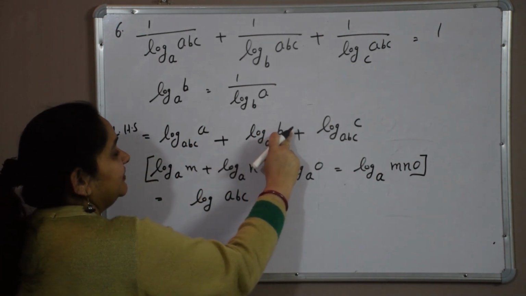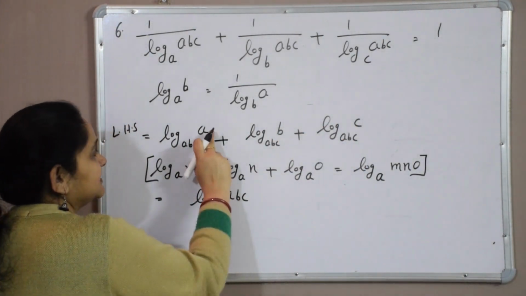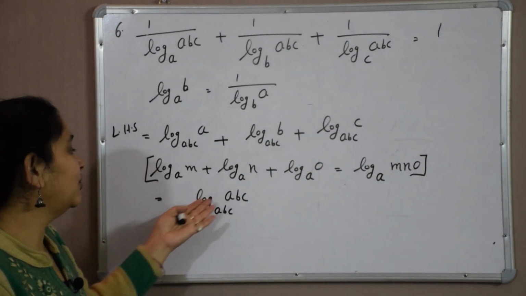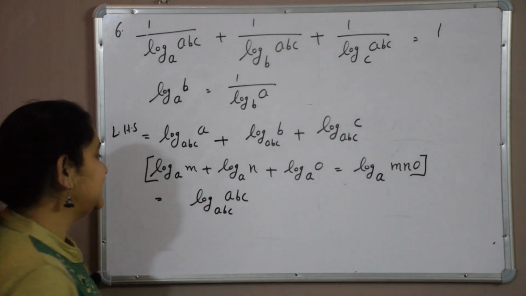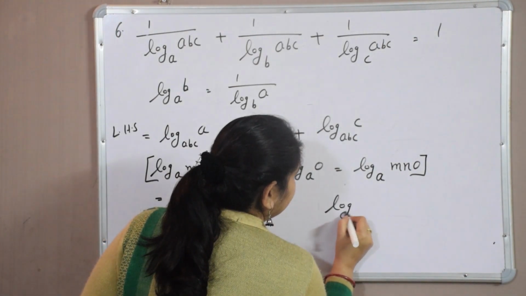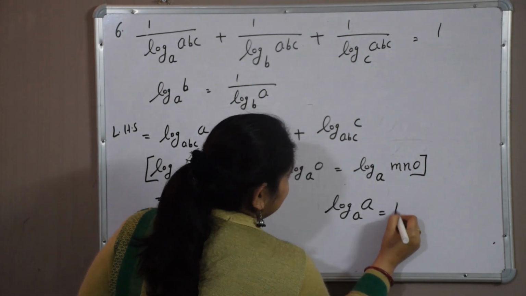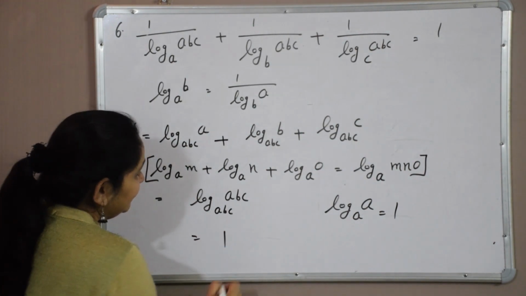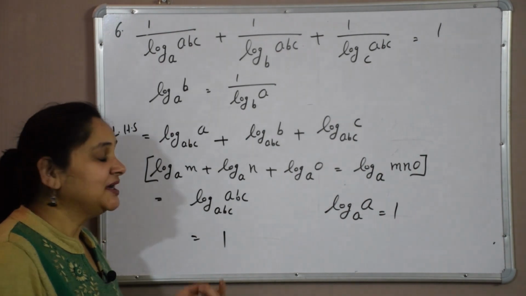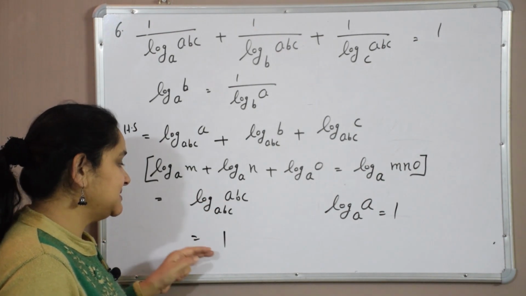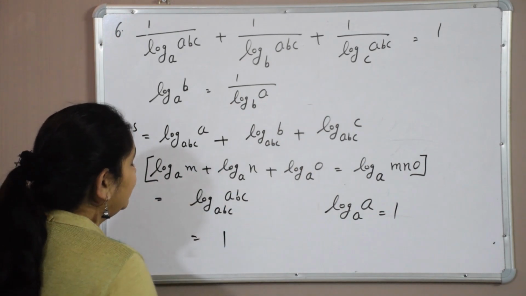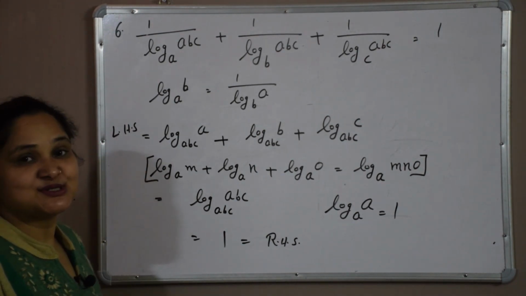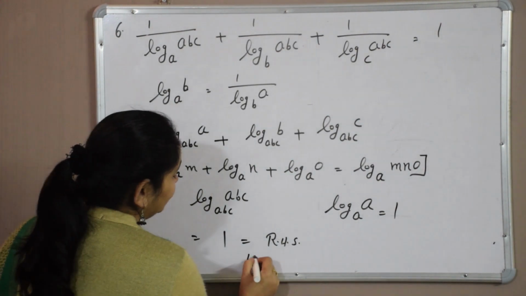abc, we need to take the product of these three numbers, abc, and here also abc. So it becomes log of abc to the base abc, and we know that if we have two numbers with the same base, log of a to the base a is always equal to 1. So this number and base are same, therefore log of abc to the base abc equals 1, and this we need to prove. This is our right hand side, therefore left hand side equals right hand side, hence proved.